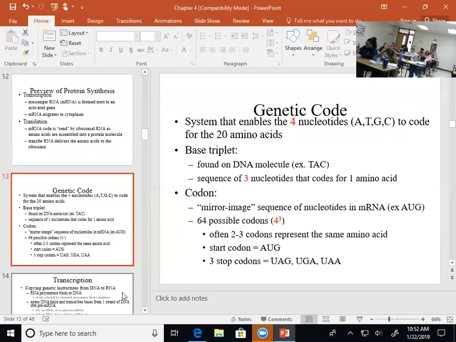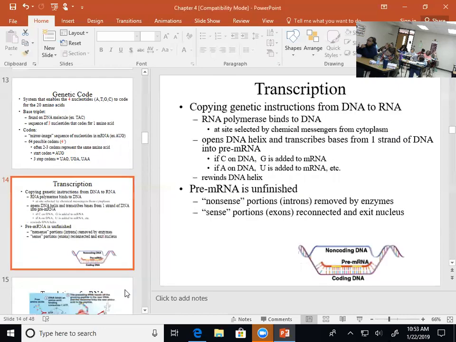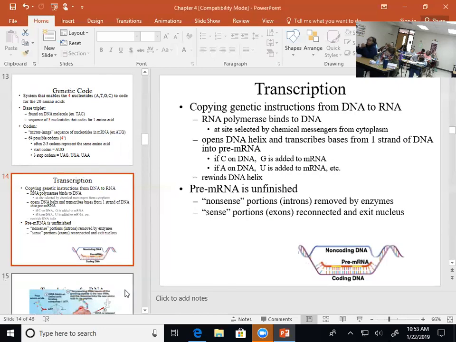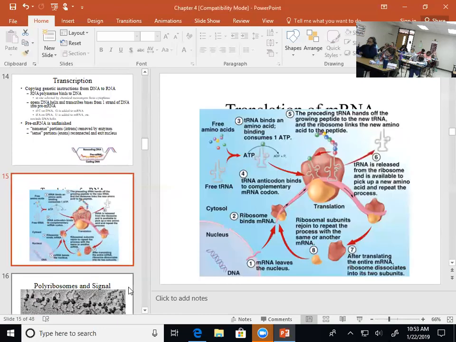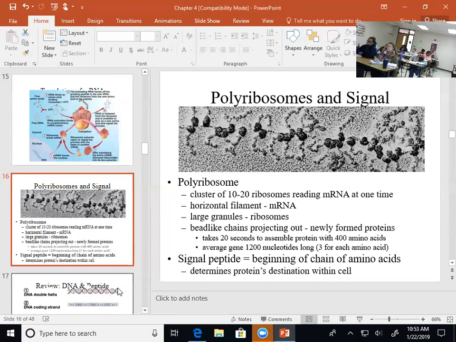So the genetic code. How many different codons are there? How many total possible sets of 3? 64. But how many different amino acids are there? Only 20. So it makes sense to us that some of them are going to have different sequences that tell them up. Right? But anyway, great. Transcription, we know what it is. Translation, we know.